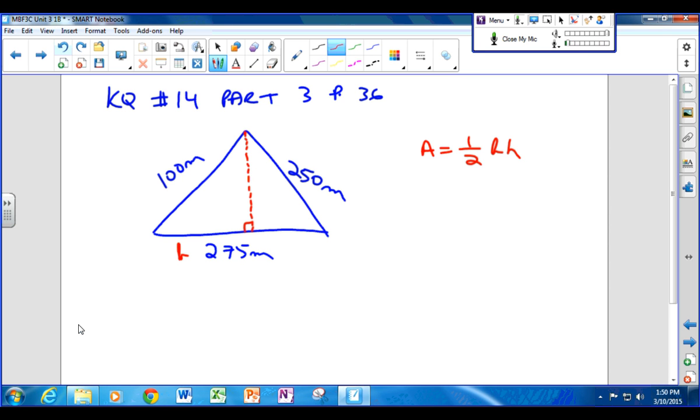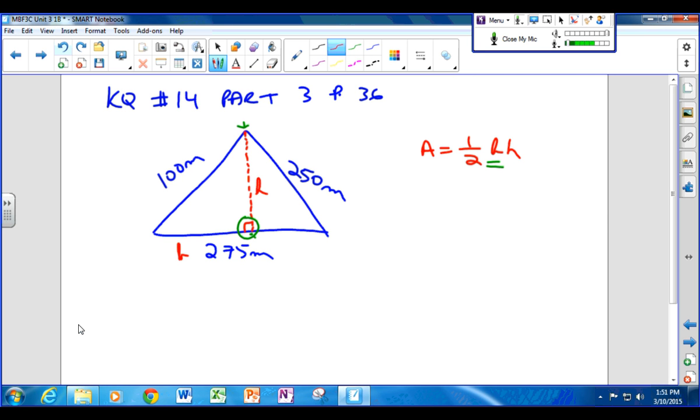Now, the only thing you can assume there is that this is a right angle. You can't assume anything about whether that bisects the angle, nor can you make any assumption about how far this perpendicular is on the baseline. It's not in the middle. So we already have the base, and what we need is h, the height, which is going to be this value right here.